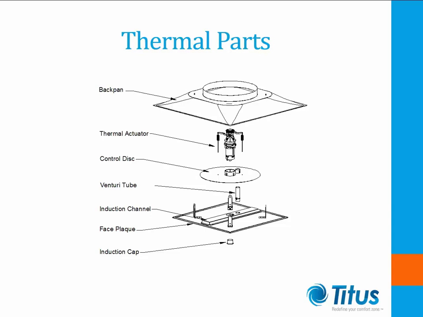The thermal actuator uses a temperature-sensitive material to move the control disc up or down. Through expansion and contraction of the material, a mechanical motion is proportional to the temperature difference in the space and the delivered air. Finally, the back pan is very similar to a traditional diffuser in that it connects to the supply duct and carefully spreads supply air throughout the diffuser for optimum flow.